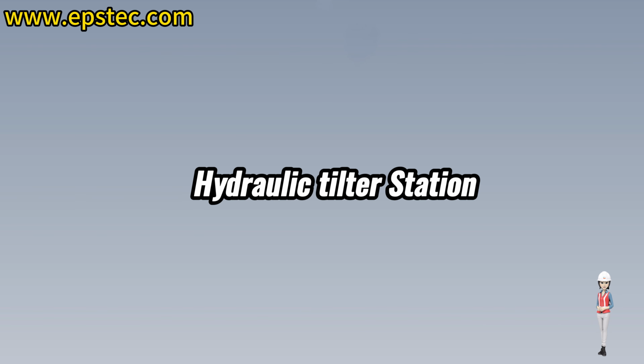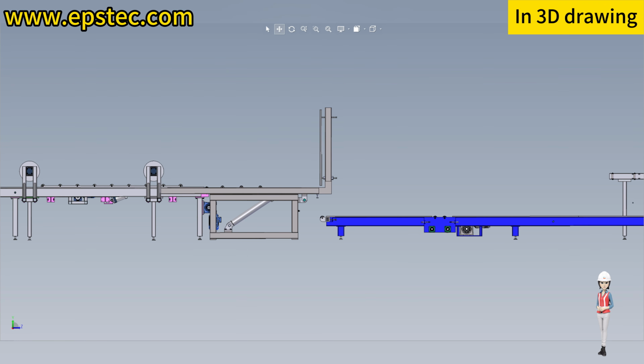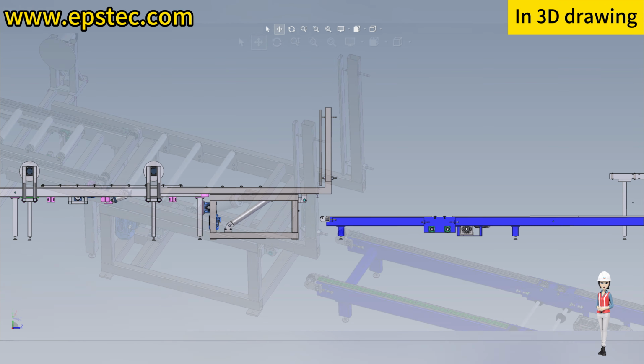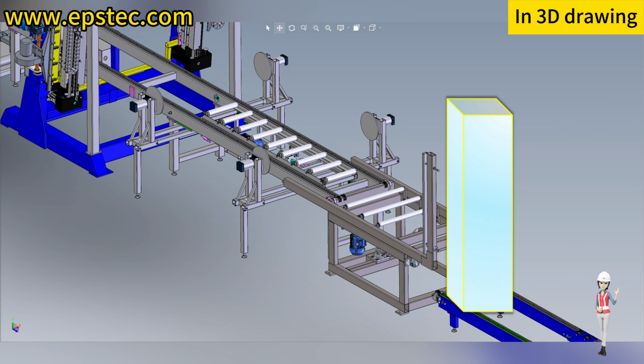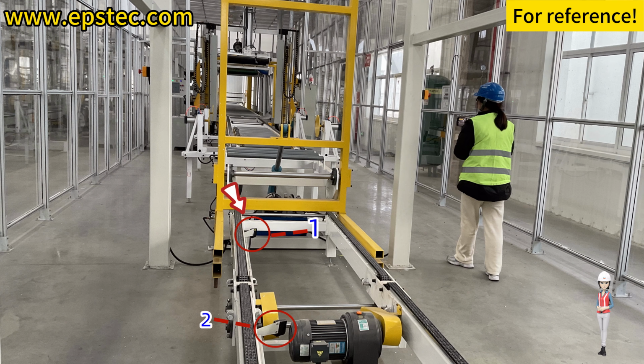Hydraulic tilter station. The tilter frame has 2 states, flat and upright. Sometimes we also call them horizontal and vertical. When the tilter frame is in the upright position, the vertical storage chain conveyor will continuously transport the EPS block to the position of the first photoelectric sensor.